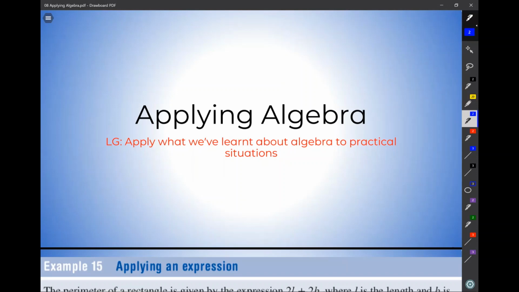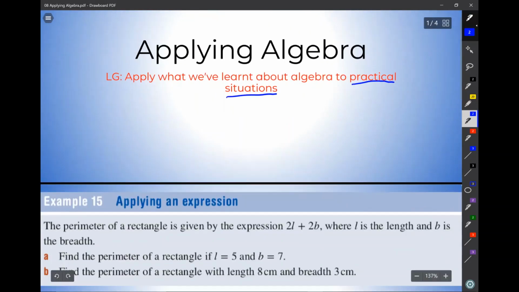Hey guys, Mr. Stevens here with a lesson on applying algebra. Now that we've learnt a few different techniques and different tools that we can use when we're working with algebra, we're going to have a go at applying some of them to practical situations.